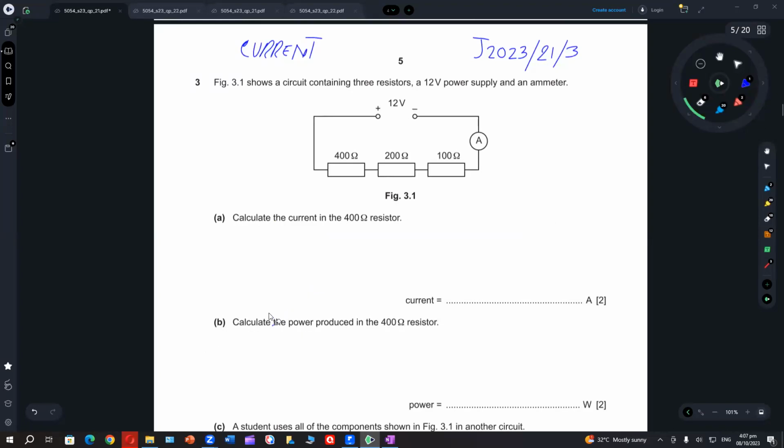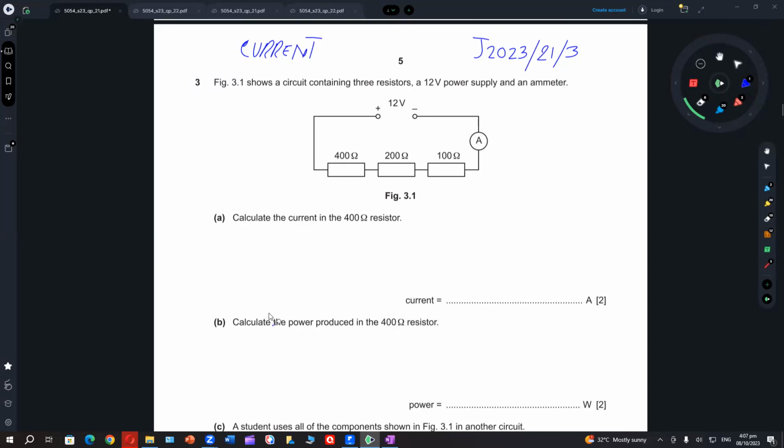Now read the question. The figure shows a circuit containing three resistors, a 12-volt power supply, and an ammeter. Calculate the current in the 4-ohm resistor. Now start this question. And we need to find the current in the 4-ohm resistor. Voltage divides in series. Current is the same.